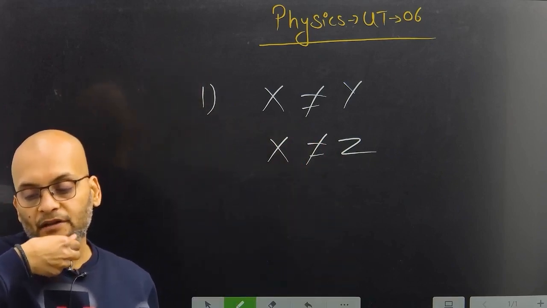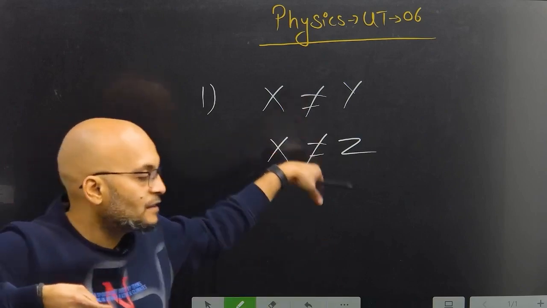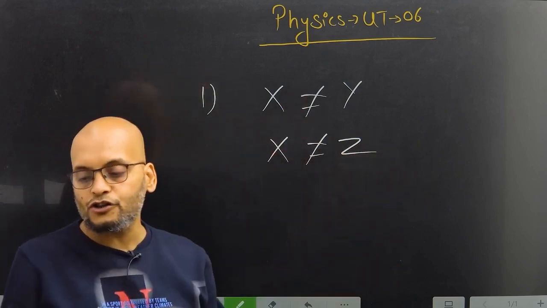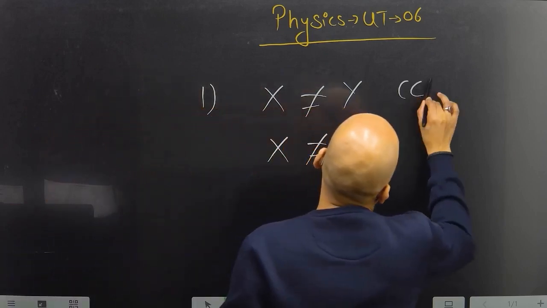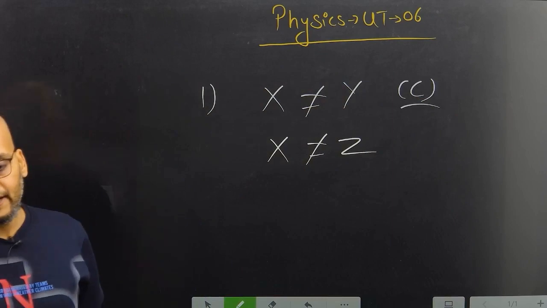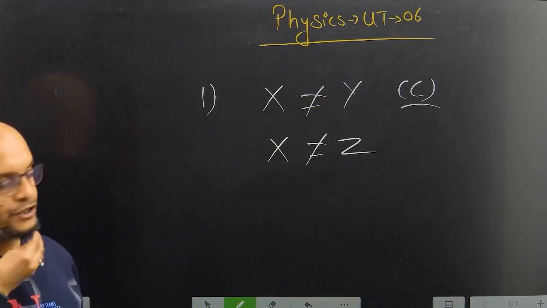So must be in thermal equilibrium? No. Cannot be in thermal equilibrium? Cannot say. They can be in thermal equilibrium or they cannot be, we are not sure. So the next option, may be in thermal equilibrium, yes, that's correct. Option C is correct. Fine. Next question.